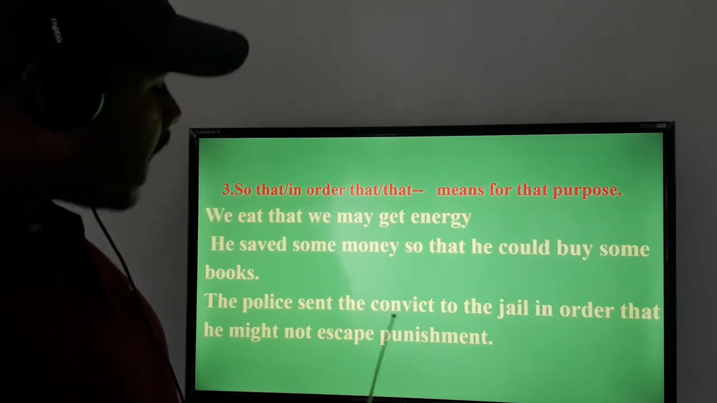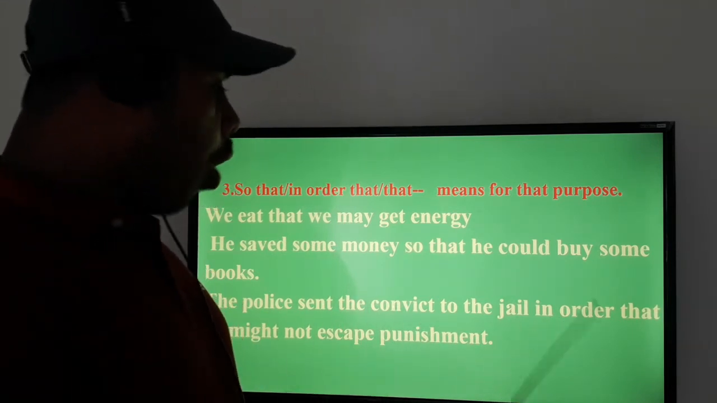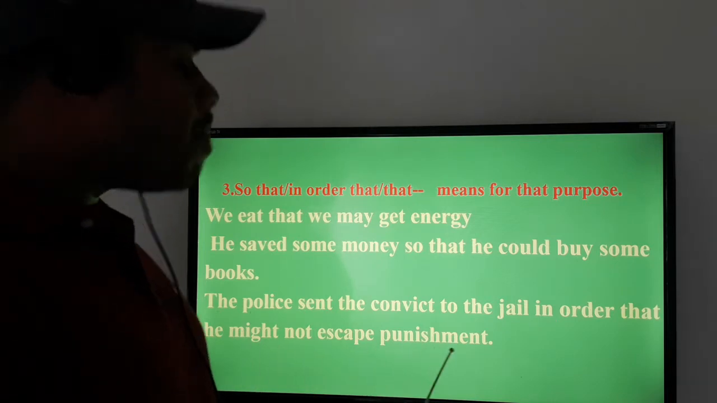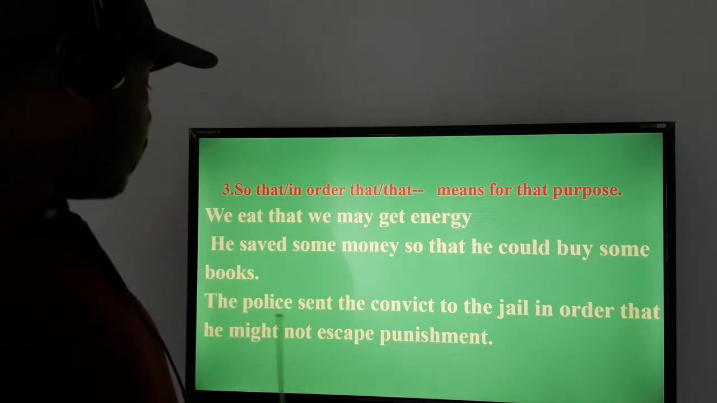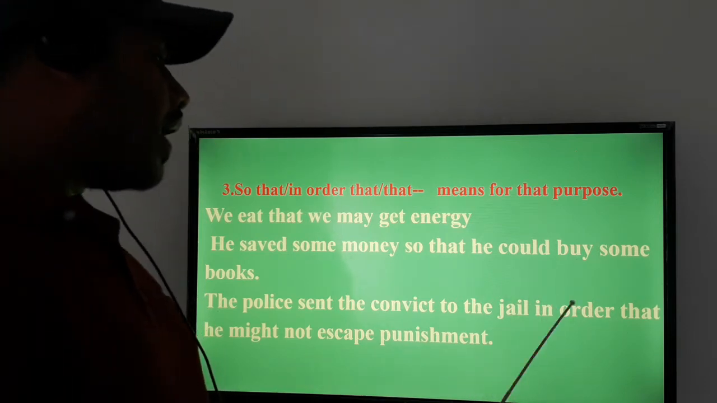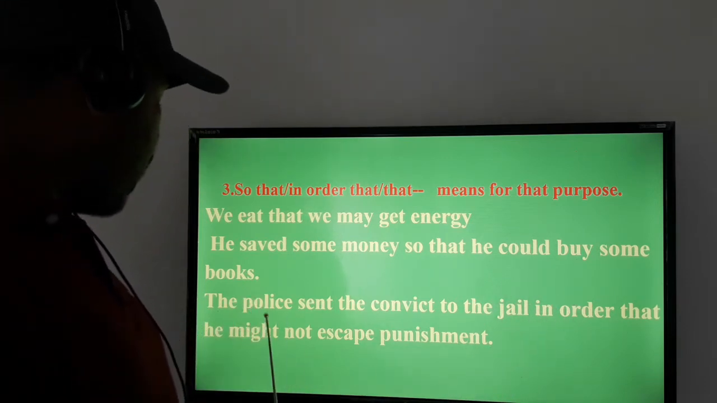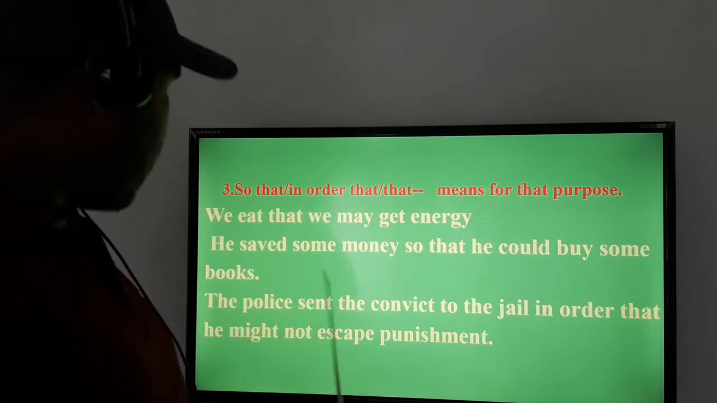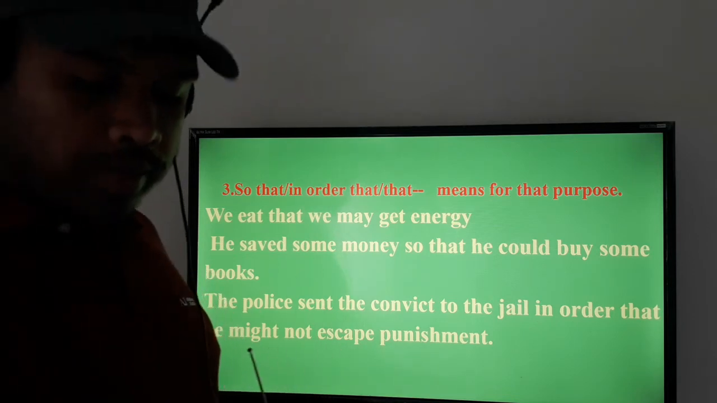The police sent the convict to the jail in order that he might not escape punishment. Try to understand. The police sent the convict to the jail in order that, our target is for what? So that the criminal might not escape punishment. All right.